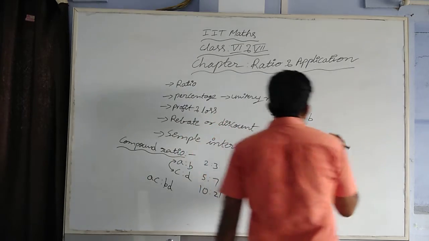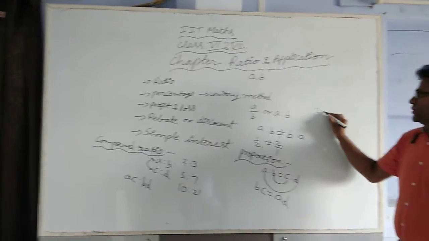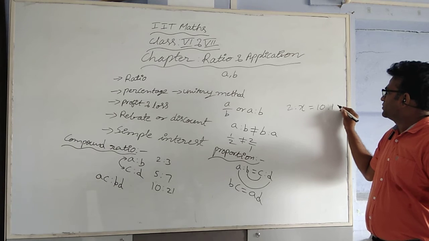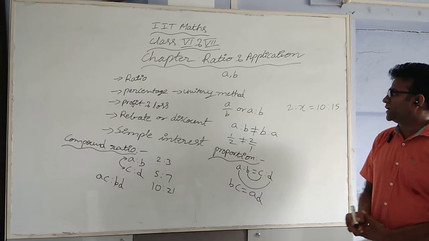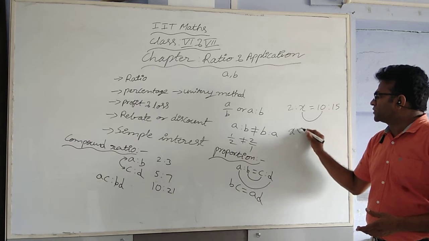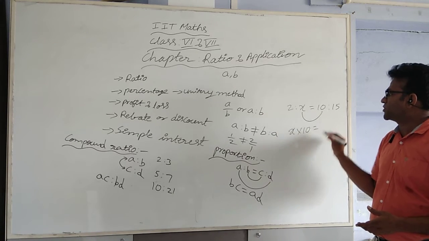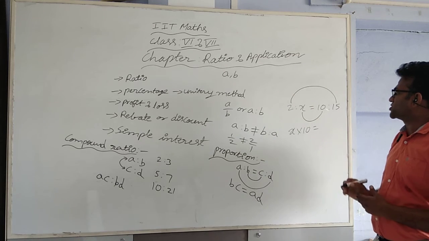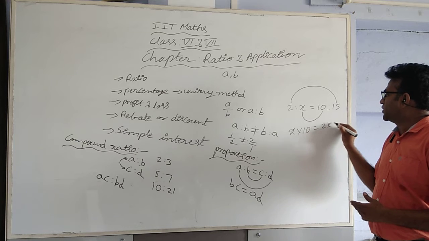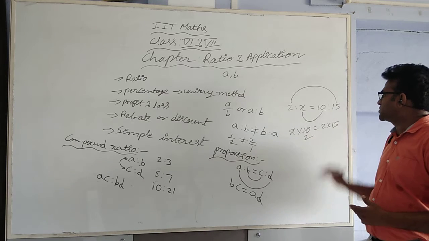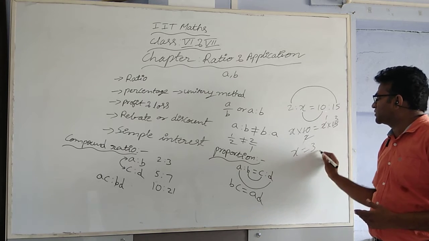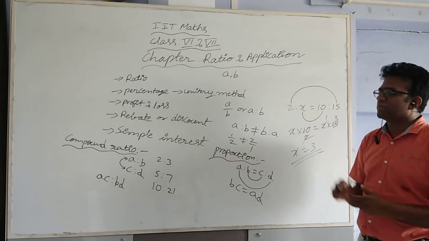One example: 2 is to X is equal to 10 is to 15. Here, the product of means, X into 10, is equal to the product of extremes, 2 into 15. X into 10 is equal to 2 into 15. 5 2s are 10, 5 3s are 15, so finally X equals 3. So this is about the proportion.